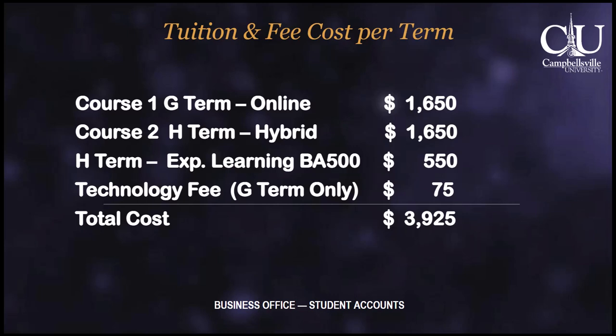The cost per credit hour is $550, and if we look at that breakdown, you'll see that tuition for course 1 in the G term is $1,650. Tuition for course 2 in the H term is $1,650. Tuition for course BA 500 Experiential Learning in the H term is $550. In addition to the tuition, we will also be charging a $75 technology fee, which is assessed each G term. Your total cost for tuition and fees each semester will total $3,925.